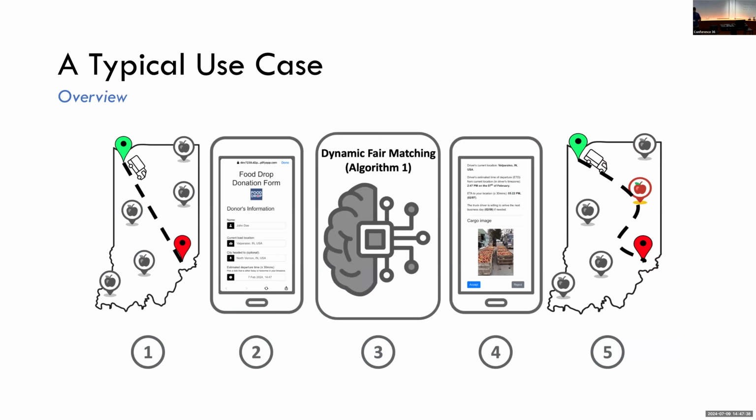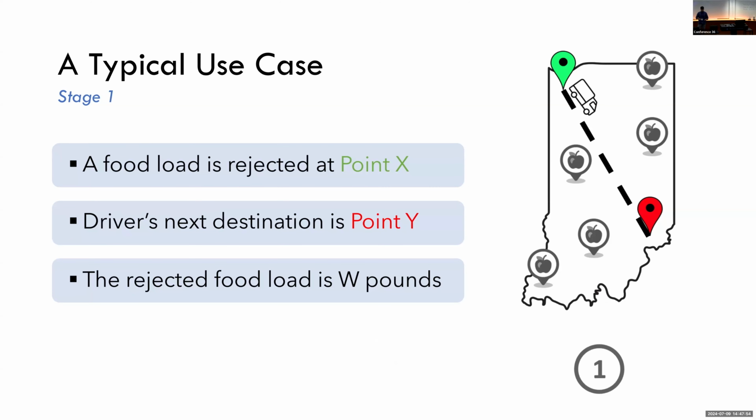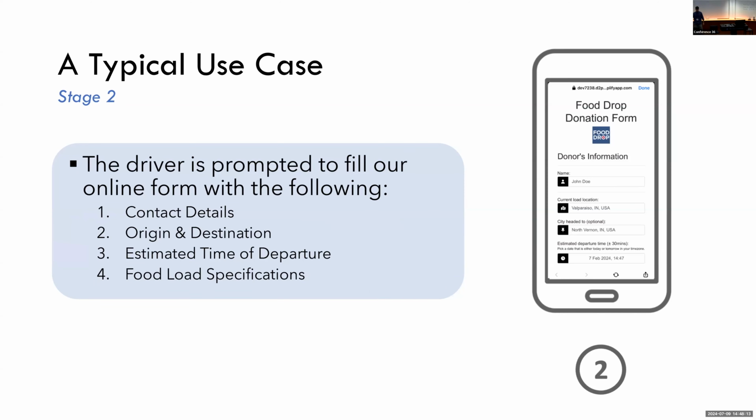So Indie Hunger Network reached out and asked us to automate their procedure. And we developed our platform. I'm going to jump right ahead to present a typical use case of our platform that will highlight the problem we have at hand. So let's say that a food load of W pounds is rejected at point X, and the truck driver's next destination is point Y. Our goal will be essentially to, in an online fashion, match the truck driver to some food bank. So once the food delivery is rejected, the truck driver will go into our platform.